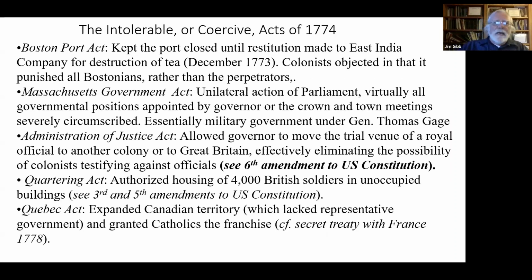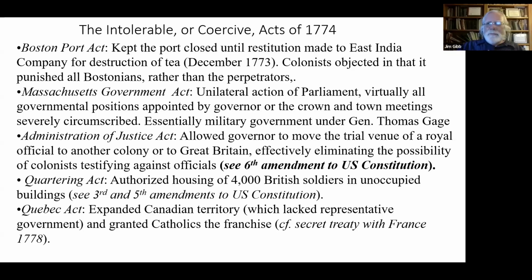So these are the acts, again, I talked about them last month. The Boston Port Act basically shut down the port of Boston until the city made restitution for the tea that they destroyed. Colonists in Boston and throughout Massachusetts said, well, all of us didn't do that. Why are you punishing all of us rather than the perpetrators? Of course, finding the perpetrators would have been quite impossible.